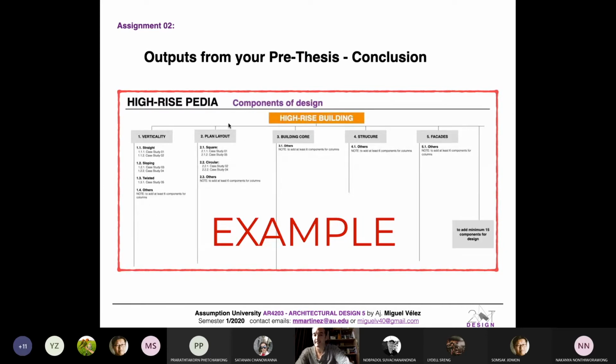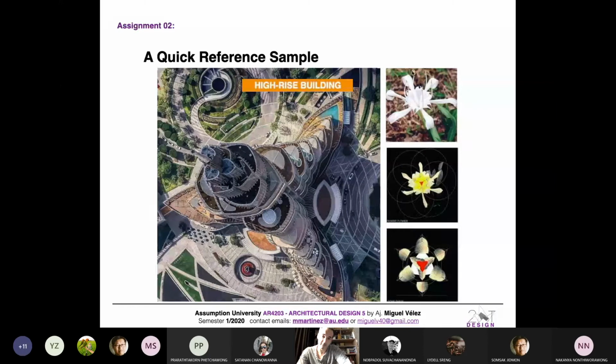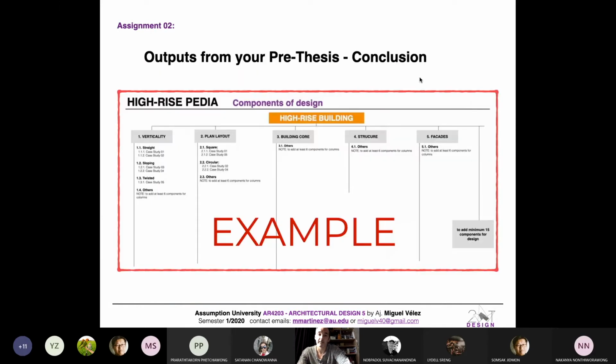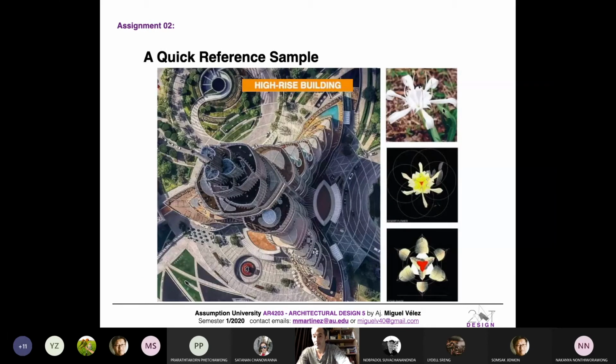You need to find the layout of the different plans, a building core, the structure, the facade. Okay, so when you have all this research, the design concept can be the flower, typical from the desert, from the Middle East. The architect used this reference. Why? Because in this flower you can see verticality, you can see a way to make the layout of that building, you can see where the building core is, how the structure is, how the facade is.